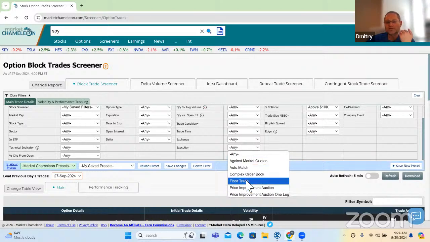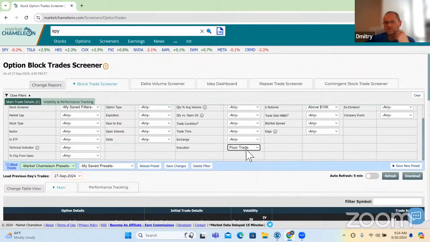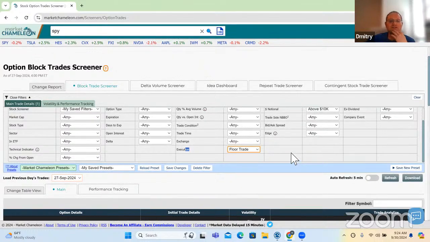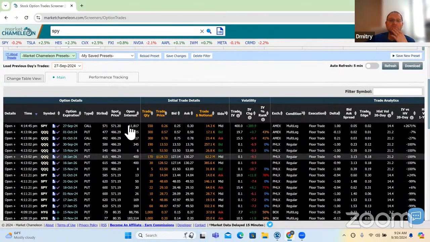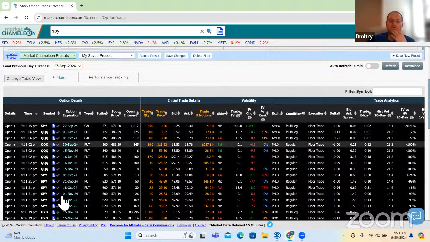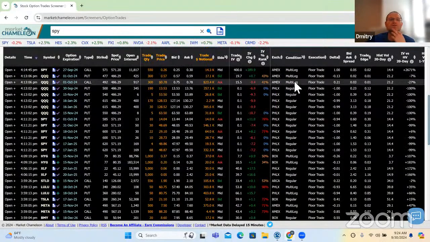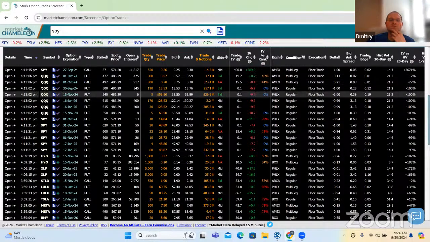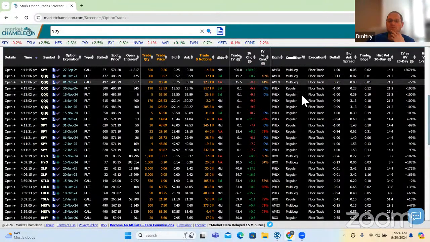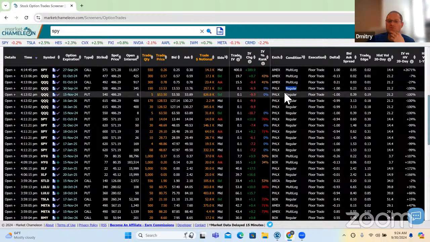Here, floor trade under execution. So these are bigger size trades, floor trades. You could see over here SPY, QQQ, we got 3,180 floor trades. Some of them involve multi-leg. So you could see here, these are multi-leg trades, 413.06, two multi-leg trades. These are not multi-leg trades, regular.